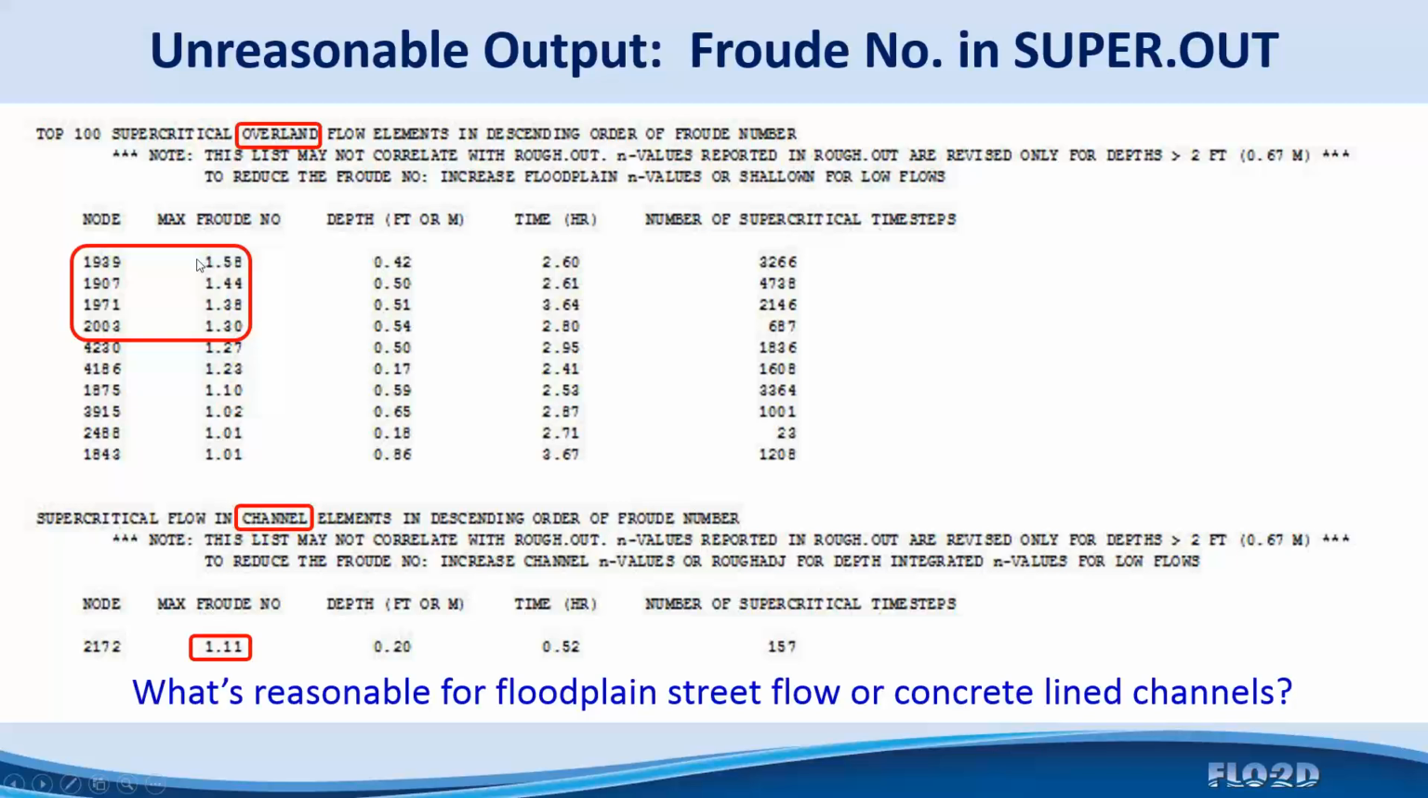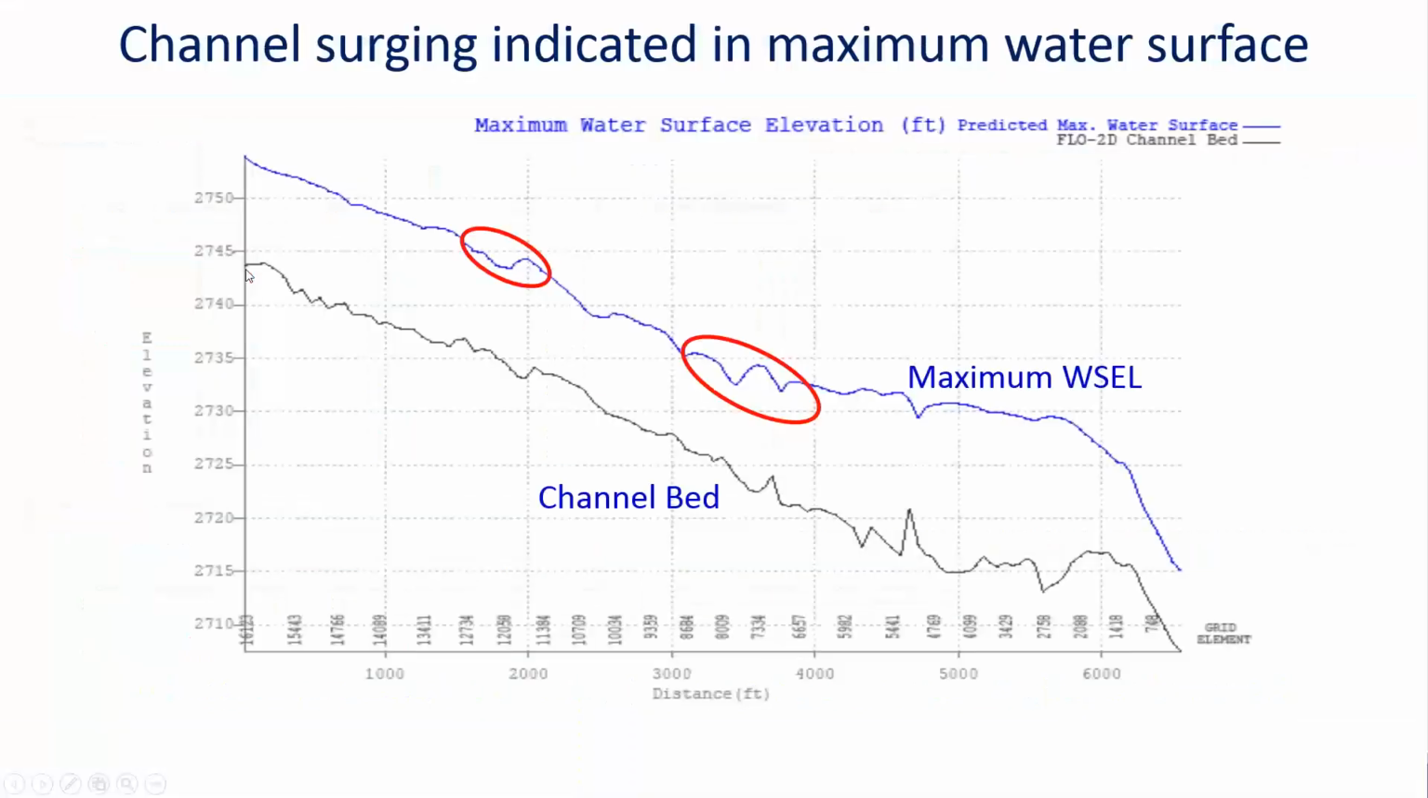Typically, I use 2 for Froude number on the floodplains because most of the time the depth associated with the Froude number is less than a half a foot or so. It's usually the shallow depths that will generate high Froude numbers. And if these are all streets, that may be appropriate. I would say up to 1.5 if it's anything on asphalt or concrete surfaces. 1.5 is probably reasonable in this case.